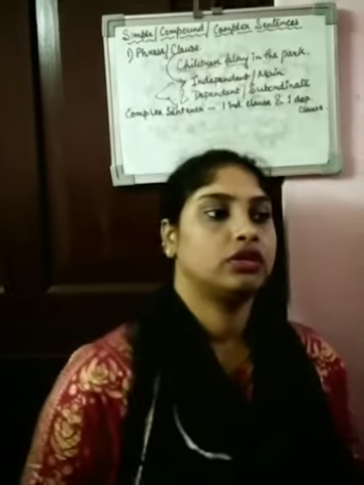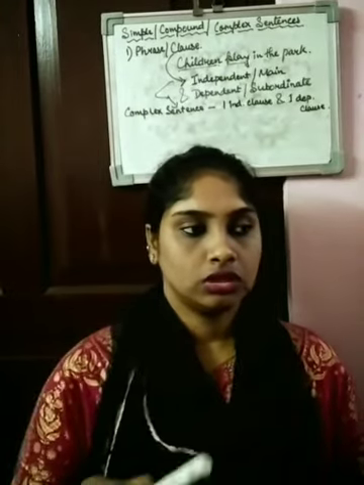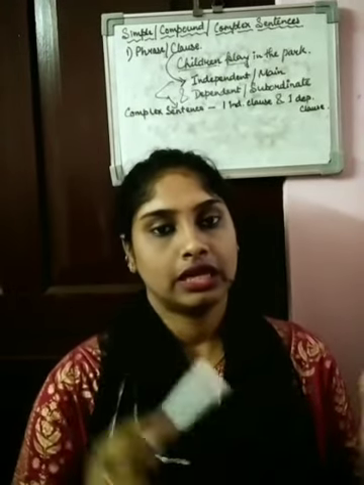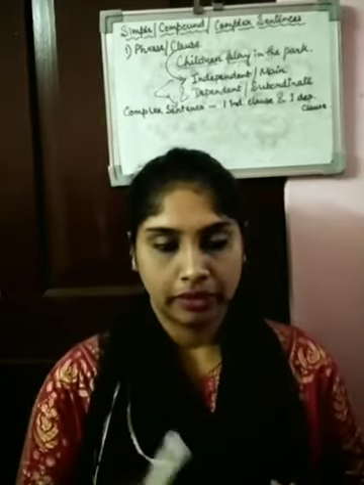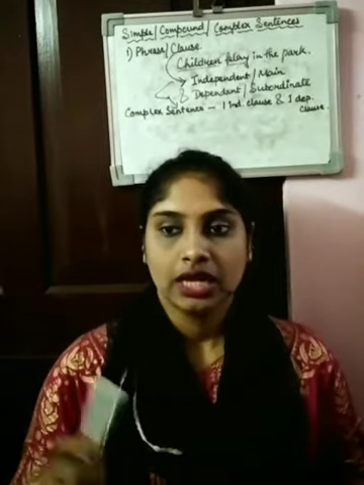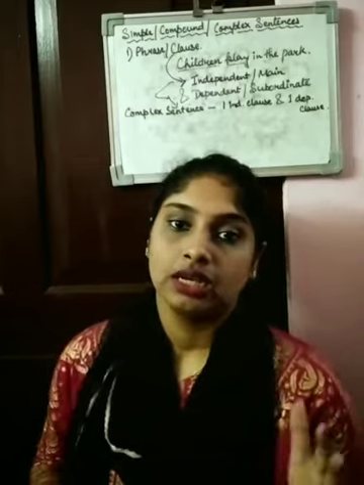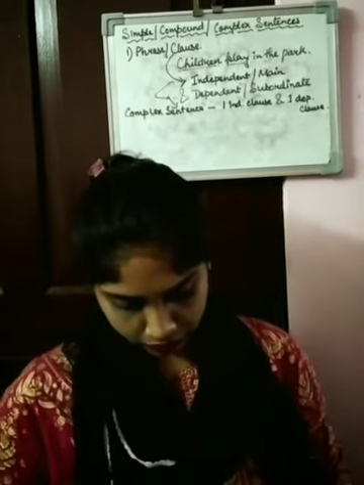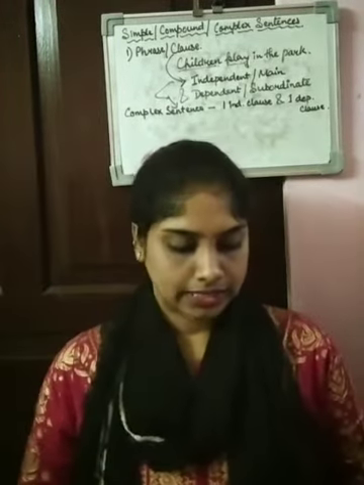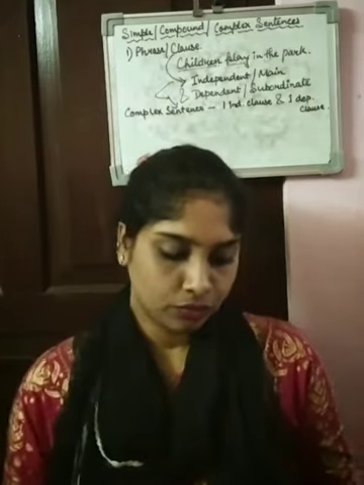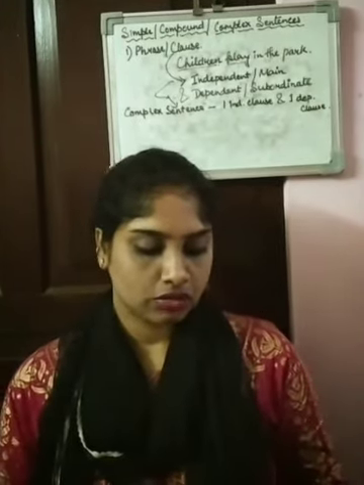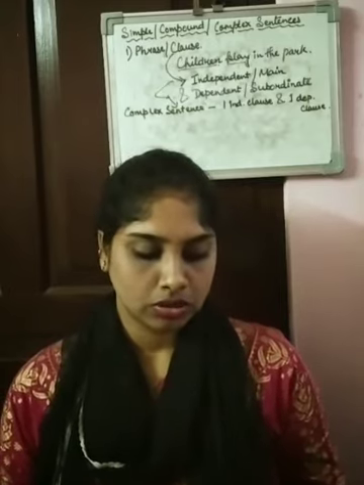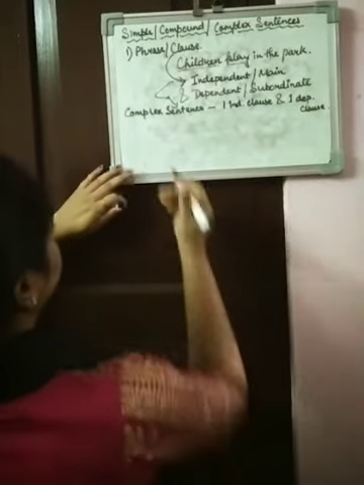So if in a sentence one independent clause and one dependent clause are present, that will be called a complex sentence. Okay, let's take one example from your book. Let's take question number 4. When we reached the venue, we realized we had come 2 hours early. Let me write it so that you will understand.